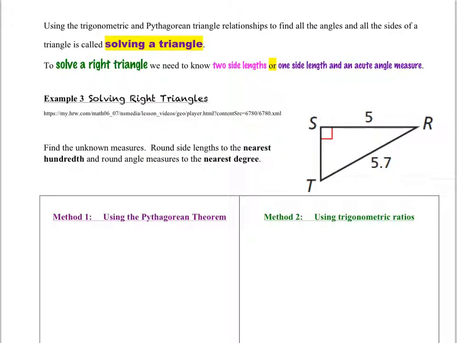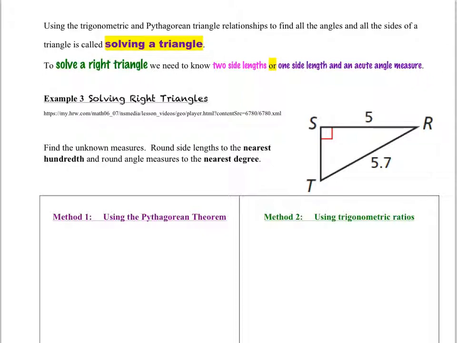We do something called solving a triangle, and what that means is we need to find every angle measurement and every side length of the triangle. When we solve a right triangle, we have a little bit of a head start because we already have one of the angles, the 90-degree angle. So we're going to be using trigonometric ratios and Pythagorean relationships to find all of the sides and all of the angles of whatever triangle is in our problem.